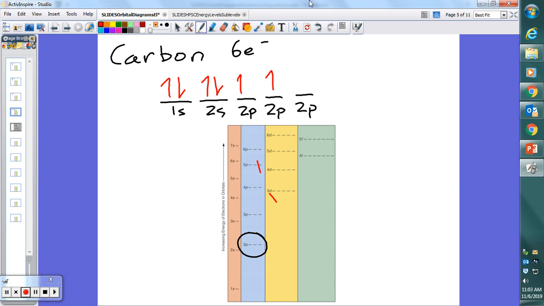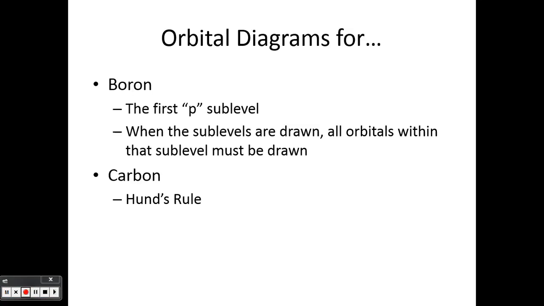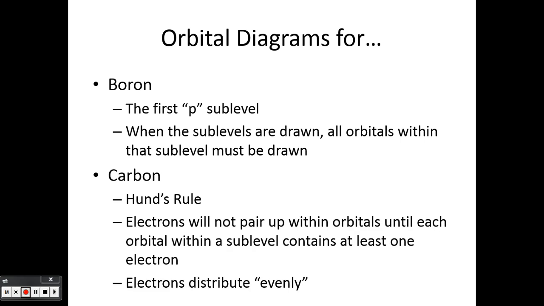But this idea that these electrons are going to spread out, hold on a second, we're not done with class yet, relax. The idea that these electrons spread out is called Hund's rule. Hund's rule says that electrons will not pair up in orbitals until each orbital has at least 1 electron. They try to distribute themselves as evenly as possible because they don't like each other in terms of repulsion. All right, so tomorrow we will start talking about when we get past 7.